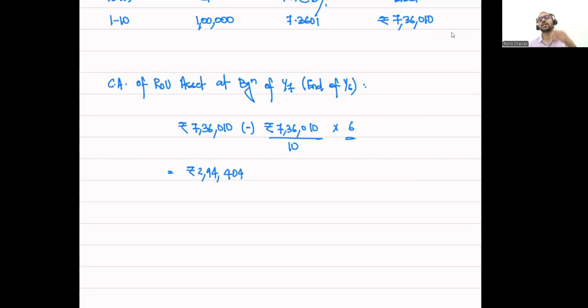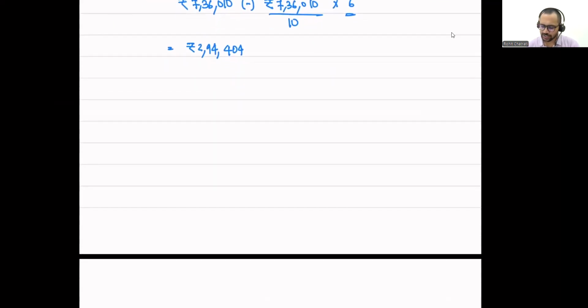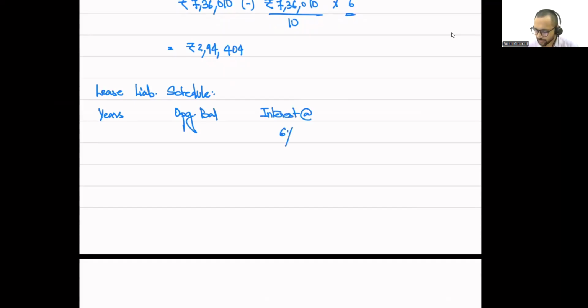Same way, I need to calculate the carrying amount of the lease liability at the beginning of year 7, for which I will actually have to prepare the lease liability schedule itself. All right, so let's start with the lease liability schedule. So we have years, we then have opening balance. We have interest which will be calculated at 6% because at this point, the discount rate that we used was actually 6%. We then have payments, and then we finally have closing balance.